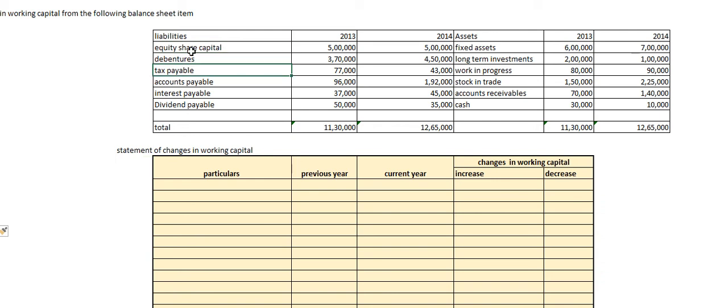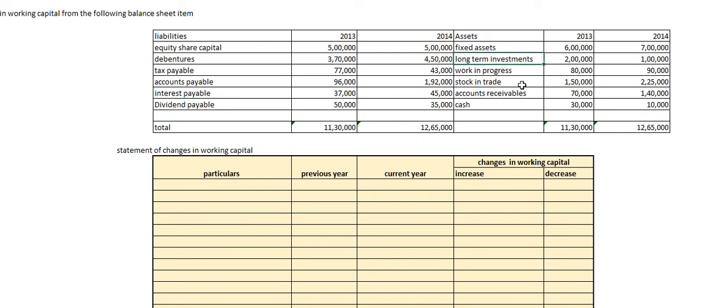Debentures is a long-term liability. Tax payable is your current liability, accounts payable is your current liability, and interest payable is your current liability. Dividend payable can be considered as either a current or non-current liability. In the coming sums, I will tell you how to consider dividend payable and other items. According to this question, you can just write a note saying dividend payable is considered as a non-current liability. So we will not be considering it in your statement of changes in working capital.